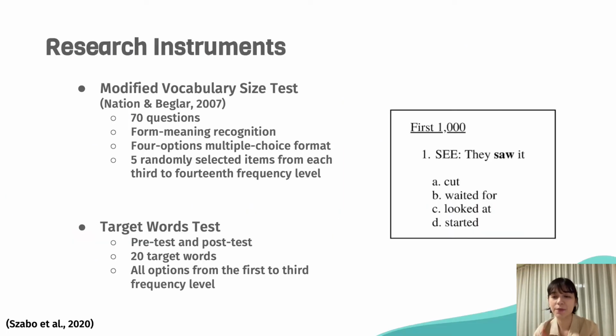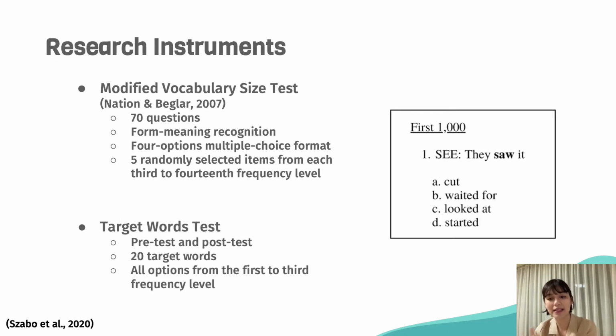So the research instruments that were used in this study were all transferred to an online platform for accessibility and efficiency, and they were conducted through a survey website called Qualtrics. A vocabulary size test was used to measure receptive vocabulary size through form meaning recognition in a 4 options multiple choice format. It was modified to consist of 5 randomly selected items from each 3rd to 14th frequency level, and this was to reduce fatigue in participants due to the extensive use of tests in this study specifically.